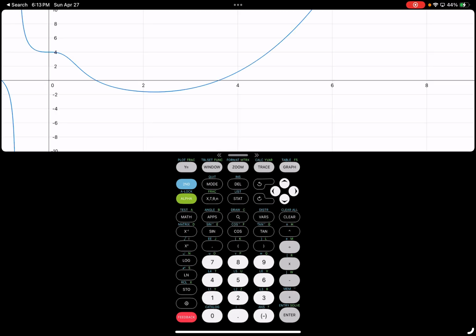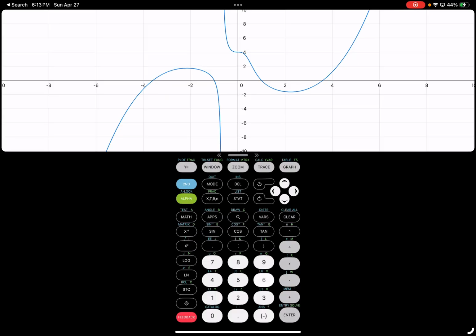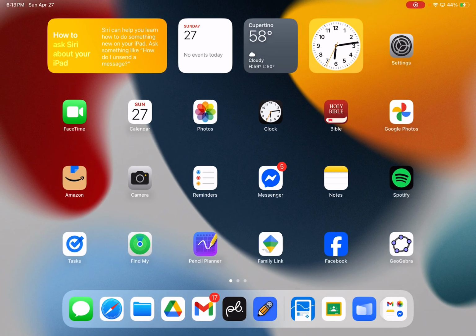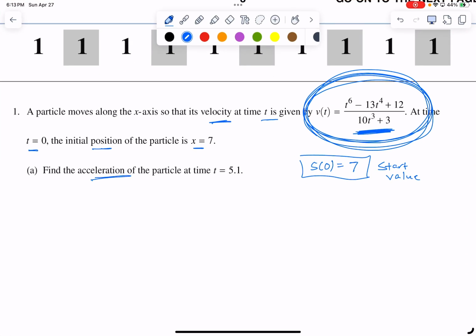All right, there's the graph. I'm going to zoom 6 it. I don't know if I'm going to need that right now, but I have it in there. It says find the acceleration of the particle at t equals 5.1.